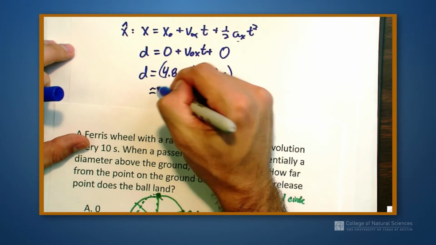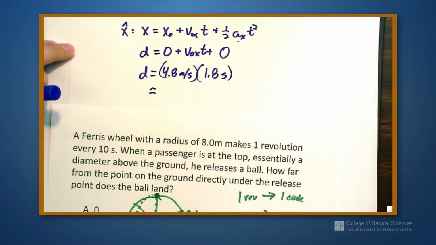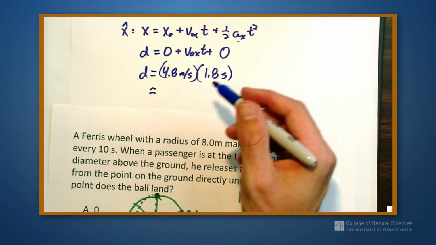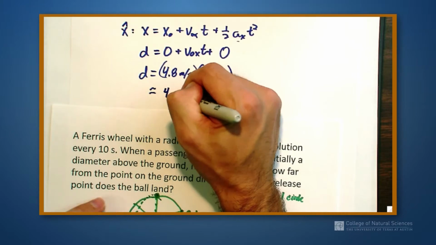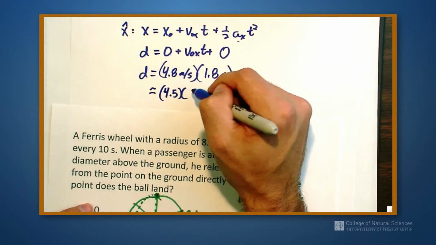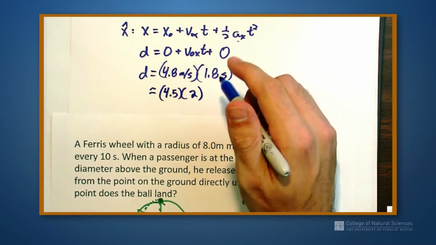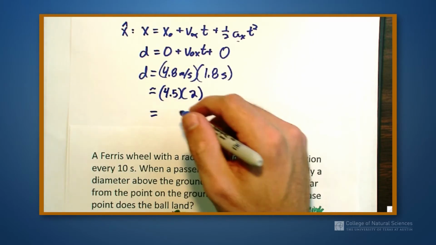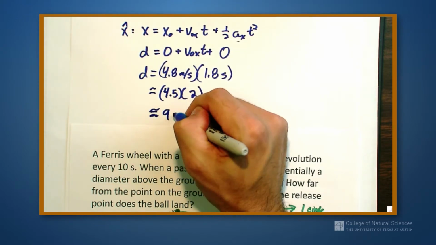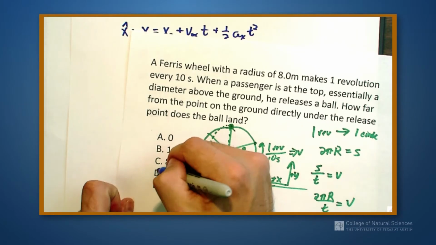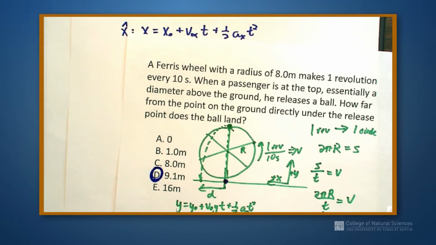This is going to be approximately equal to somewhere below 9. So 4.5, I would say this is approximately equal to 4.5 times 2. So I'm going to say that the correct answer, what it looks like, looks like it's approximately equal to 9 meters. So I'm going to say the correct answer is D, 9.1 meters. Just looking at all my approximations.